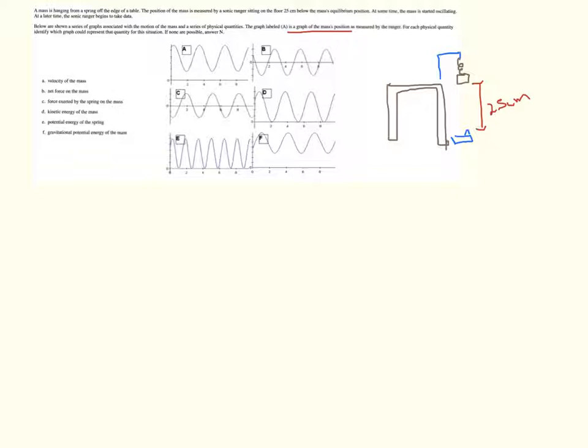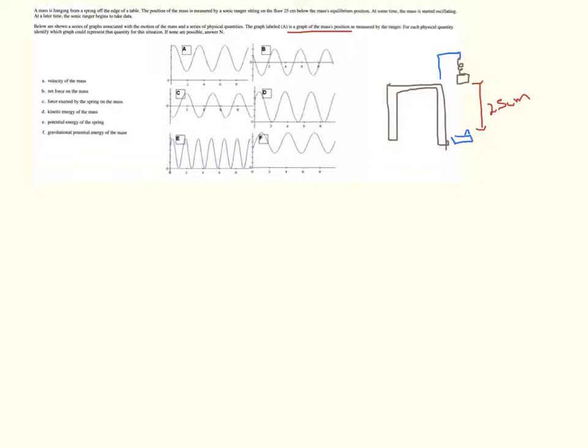Okay, so this question is one that I think really helps us think through simple harmonic motion and what it means. What I've done here is I've taken the description of the problem. We have a mass that's hanging from a spring off the edge of a table, and below that we have some motion sensor. That's what Sonic Ranger means, a motion sensor that is hanging below the equilibrium position after the stretch. And then they start oscillating the spring, and at some point the Sonic Ranger starts taking data.